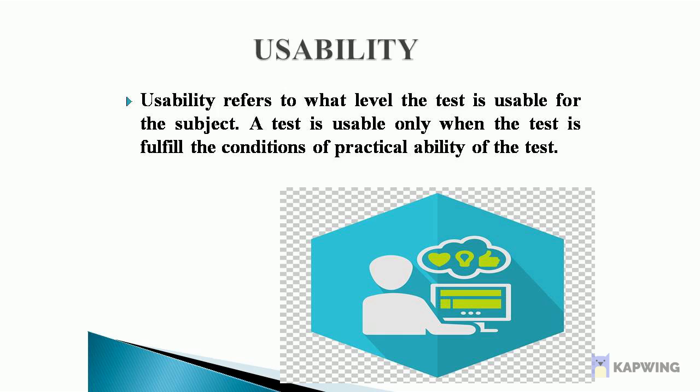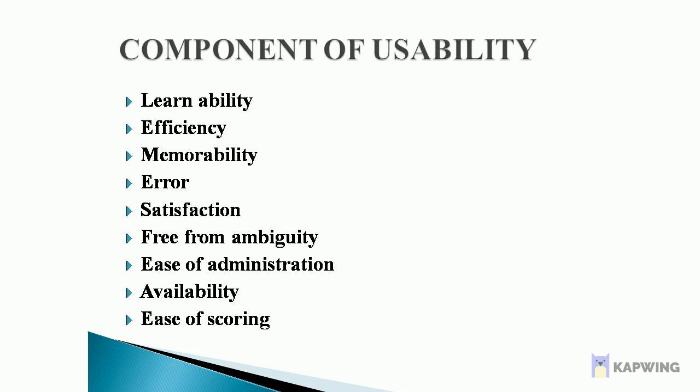Next are the components of usability. The first component of usability is learnability. In this component, the subject comes to know how easy it is to do basic tasks for the first time when he or she performs the test. Efficiency. Another component of usability is efficiency. Once the subject knows how to do the test, the next step for him or her is to perform the task in less time.